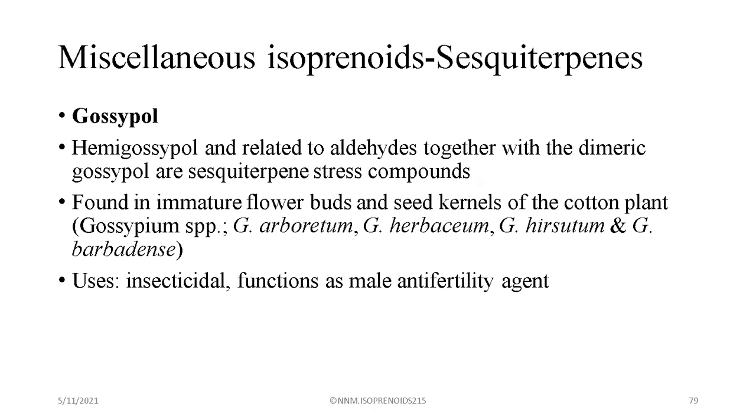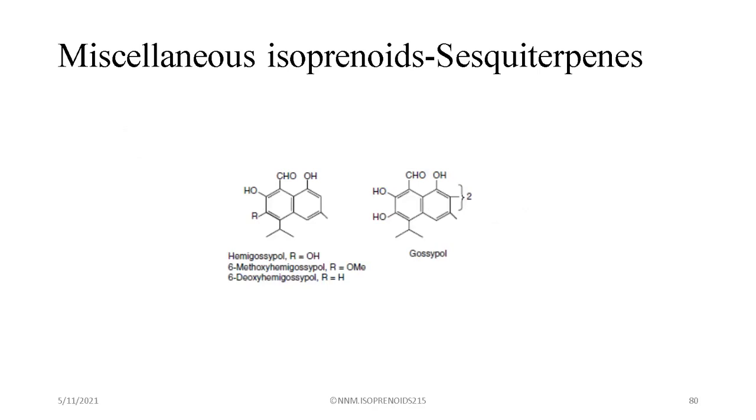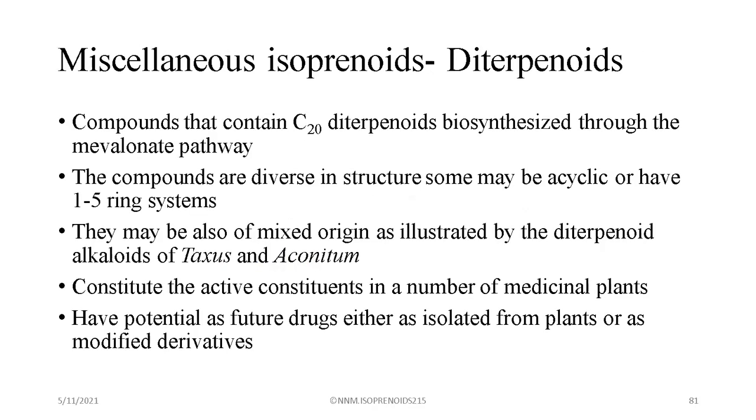Yeah, then gossypol. Gossypol has hemigossypol and related aldehydes. For gossypol, it's the immature flower buds or the seed kernels from the cotton plant, and it's used as an insecticidal, and it also functions as a male anti-fertility agent. I don't know how that is going so far, the male anti-fertility agent, but ni sawa tu.